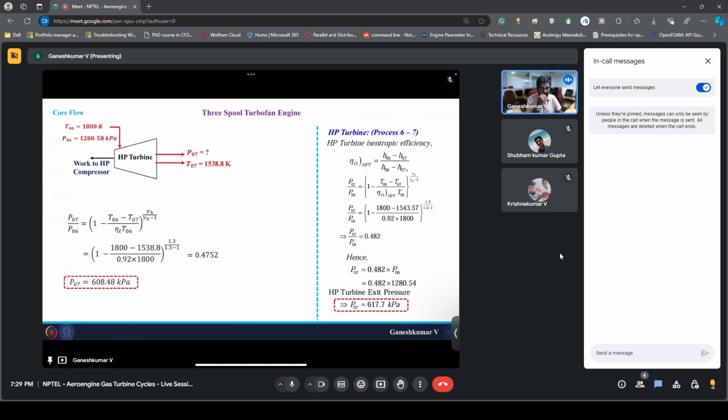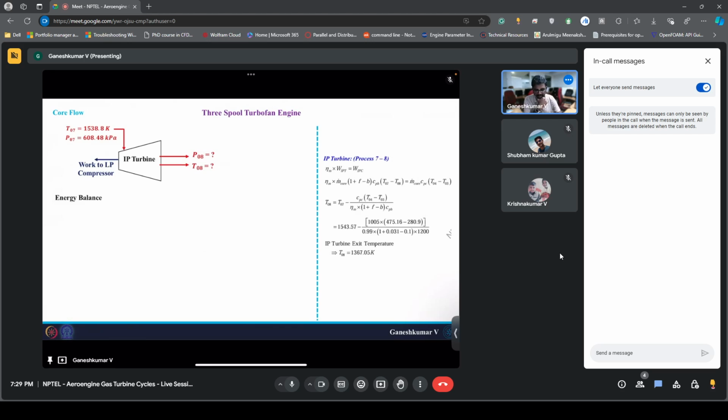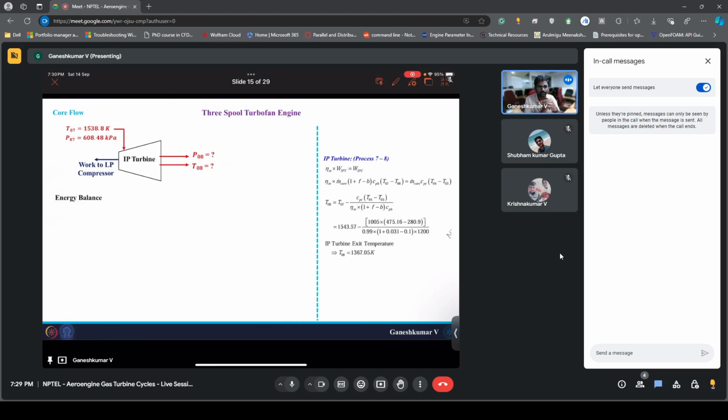Now let's see about the IP turbine. Again, the inlet pressure and temperatures are already reduced, so by default I would expect the exit pressures and temperatures compared to our lecture problem should also be reduced. So the turbine efficiencies are the same, the fuel air ratio has reduced, so equation-wise there is no change, it's just the work balance. You can see 1 plus F minus B because that is the mass flow rate which the IP turbine operates.